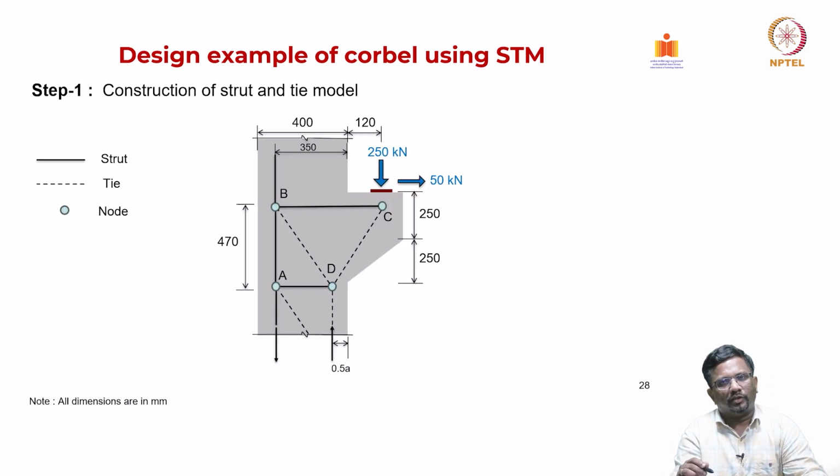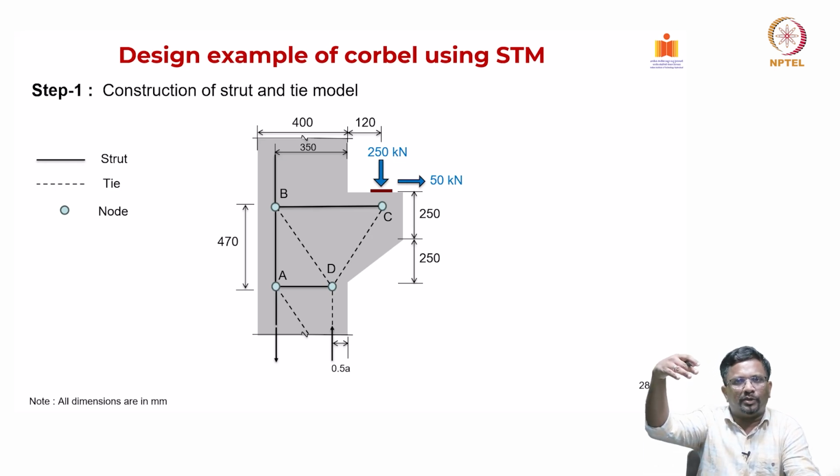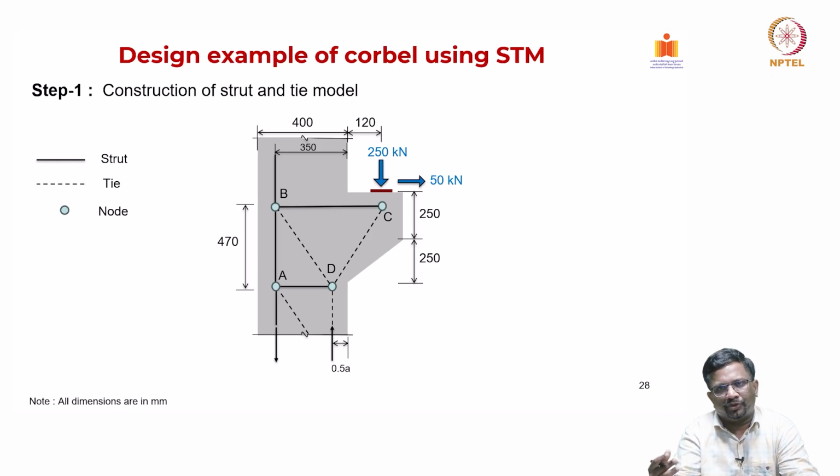Now, again, as we have discussed, the first step before we use a strut-and-tie model is to orient how the struts and ties are going to be formed. Just like in your steel trusses, the loads are assumed to be applied on the nodes, or on the joints. Here, instead of joints, we call them nodes.